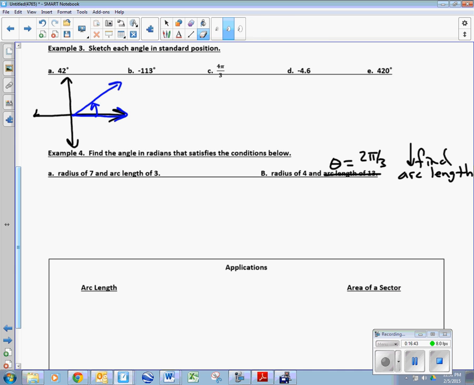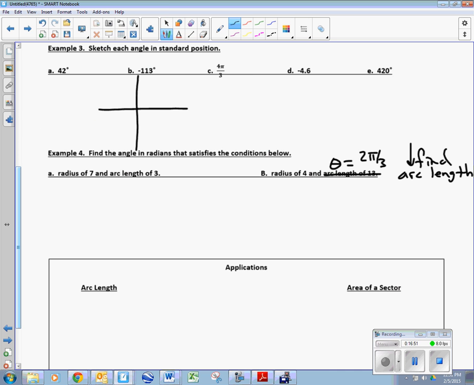What's different? You don't have to draw the circle. Negative 113, which quadrant? Third. You're going to go backwards. There you go, back 90 and a little bit more. So that'll be negative 113 degrees. You draw your arrow to show your rotation.